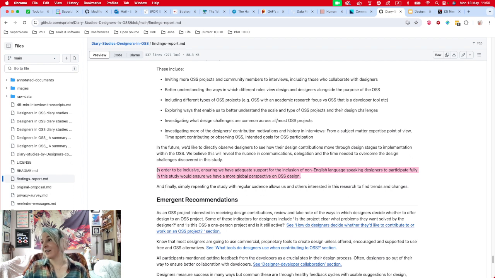Right, yeah. So we need more people involved in studies. Open source software has such a dominance of Western European and North American English-speaking culture. So that culture generally just needs to be more inclusive.